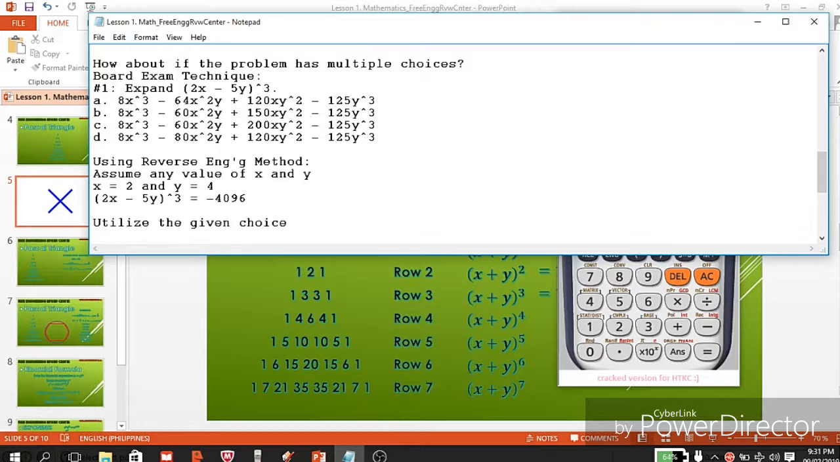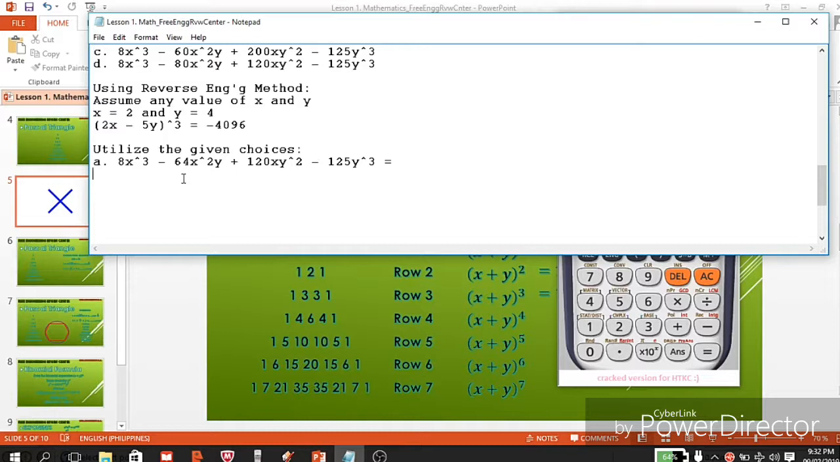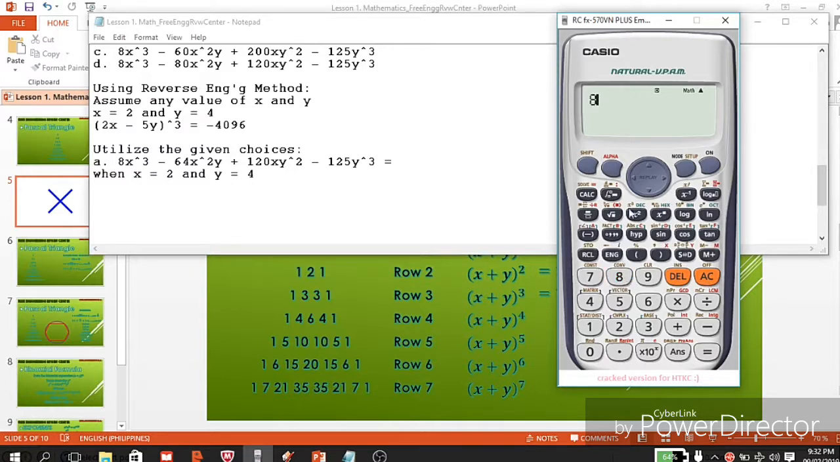Now what we're going to do is to utilize the given choices. I'm going to check first letter A. What could be its value when x is equal to 2 and y equal 4? So now I'm going to type that one. We have 8x cubed minus 64x squared y plus 120x y squared minus 125y raised to the power of 3.